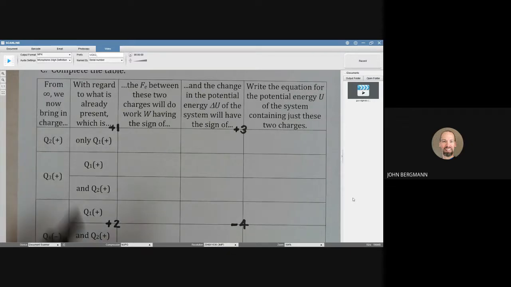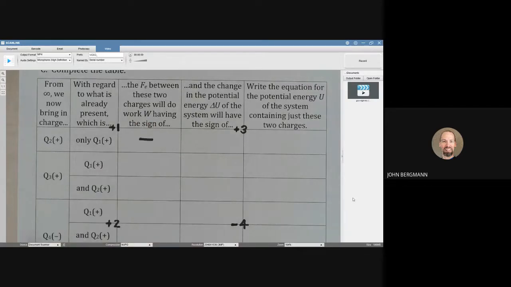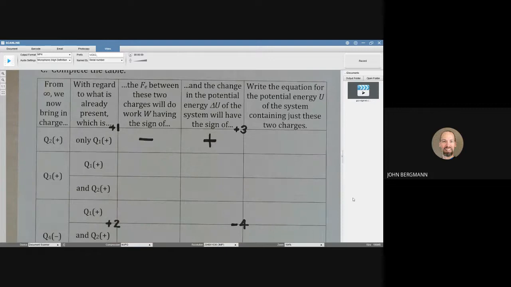This is going to help us when we write the equations in the rightmost column here. We have Q1 already in there in the system. Now we're going to drag Q2 into this. And when we do that, we're pushing charge 2 into place. And you can see that the electric force is going to fight us when we do that, which means the work that the electric force is going to do is going to be negative in sign because the electric force will be acting in one direction, but we're forcing the charge to move against that. So the work done is negative, and the electric potential energy change, therefore, will be positive. Let's go ahead and fill in these first two columns for all of these.